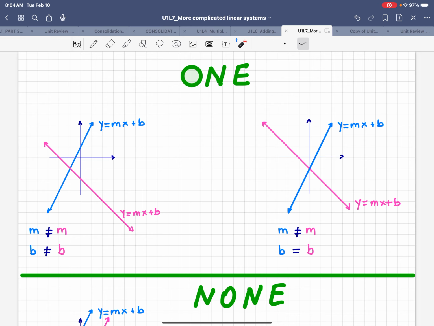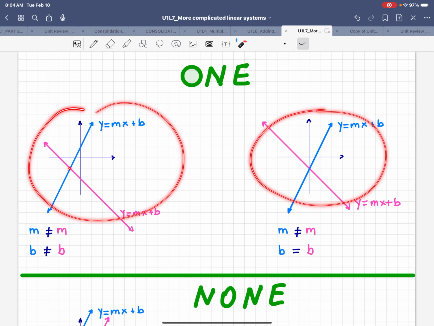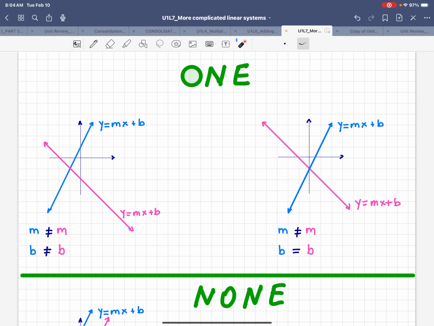So as you can see here in the first two examples, these two lines have one point of intersection. If you were to analyze the equations, like the slopes and the y-intercepts of each equation, then you would say that the slopes are different. Obviously, you can see that the steepnesses are different. So that means that the slopes are different. And in the meantime, the y-intercept is also different. So that will give the system one solution.